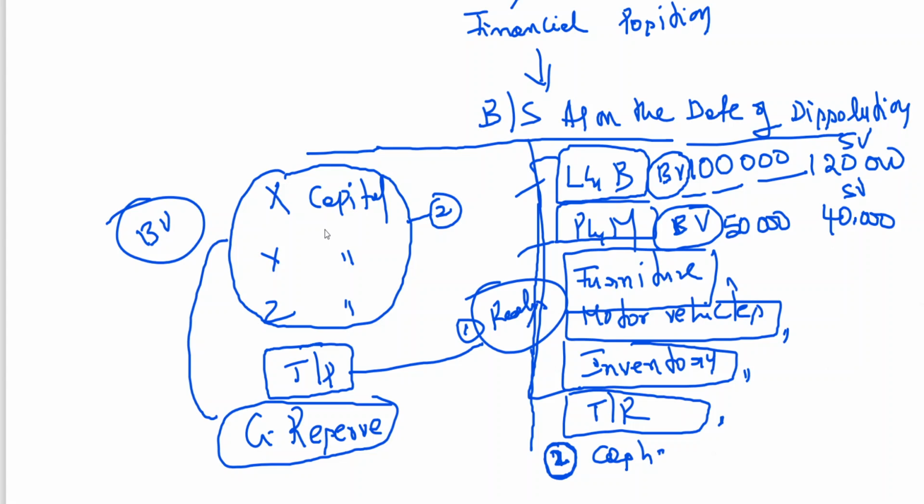So finally, you can say in dissolution of firm, you will be opening three accounts: realization account, cash account, and partners' capital account. Or you can say realization account, partners' capital account, cash account.